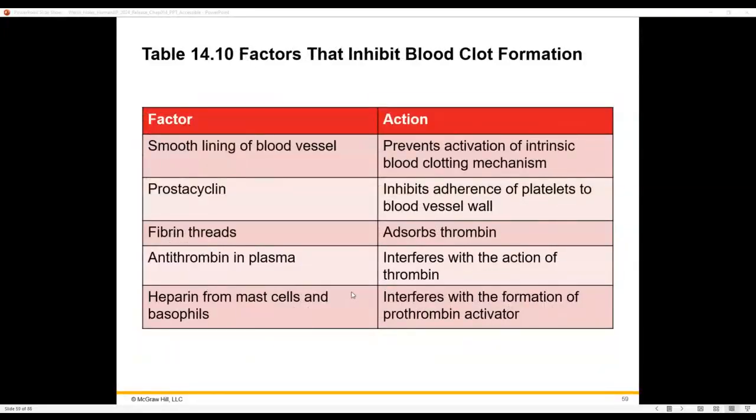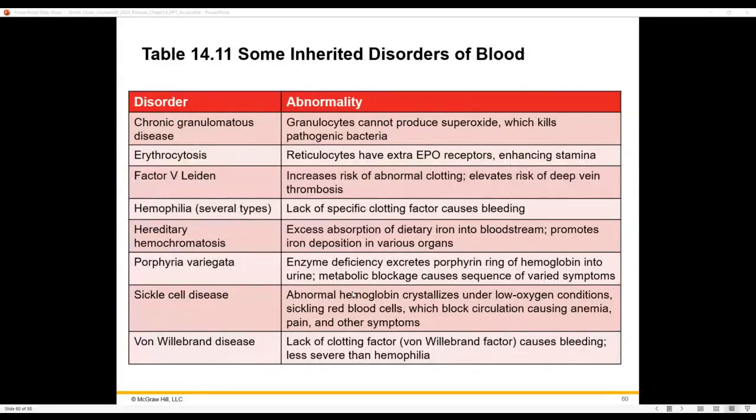Okay, in table 14.10, you see factors that inhibit blood clot formation, some of which we've already mentioned. And these are some of the inherited disorders of blood. So we've talked about some of these already.